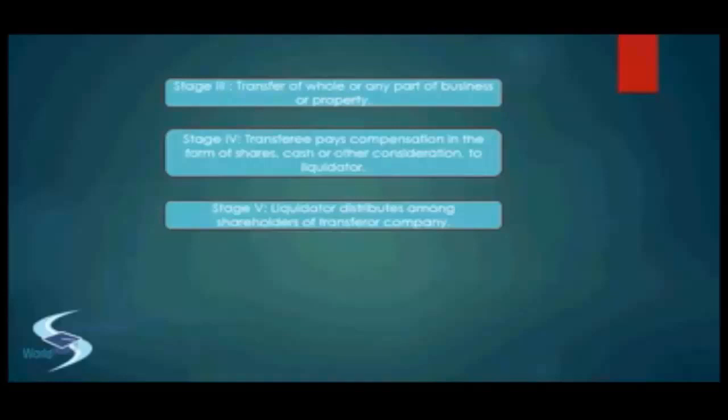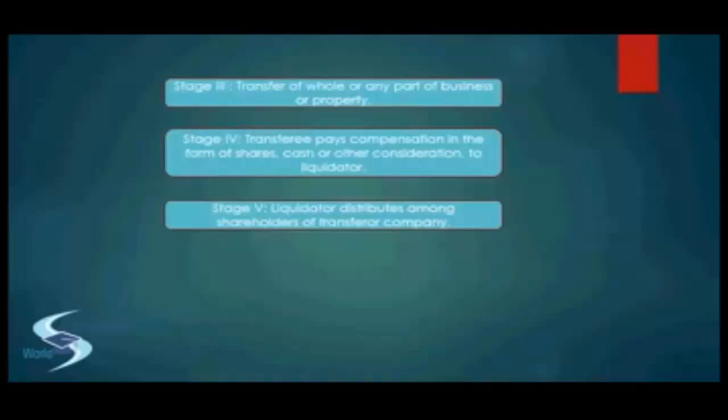Maybe that shareholder is not willing to give away at that amount. He is not convinced with the consideration he's getting. So he is a dissenting shareholder, right? Who does not agree to the resolution passed in the shareholders meeting.